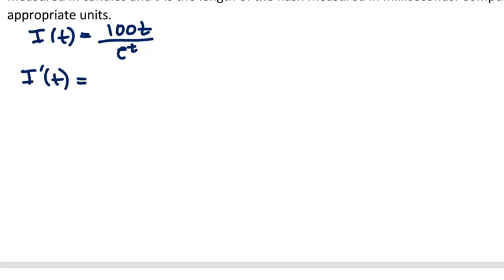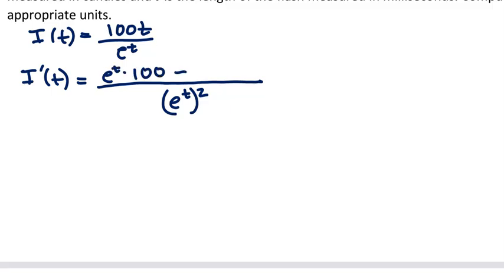Okay, so I prime, this is definitely a quotient, so quotient rule is great. We're going to have an e to the t squared. The rule is if you have a power and then you raise the whole thing to another power, you multiply. So you could rewrite that as an e to the 2t if you would like. On the top, we get the bottom, e to the t, times the derivative of the top, which is just 100, minus the top, 100t, times the derivative of the bottom, which is just e to the t.